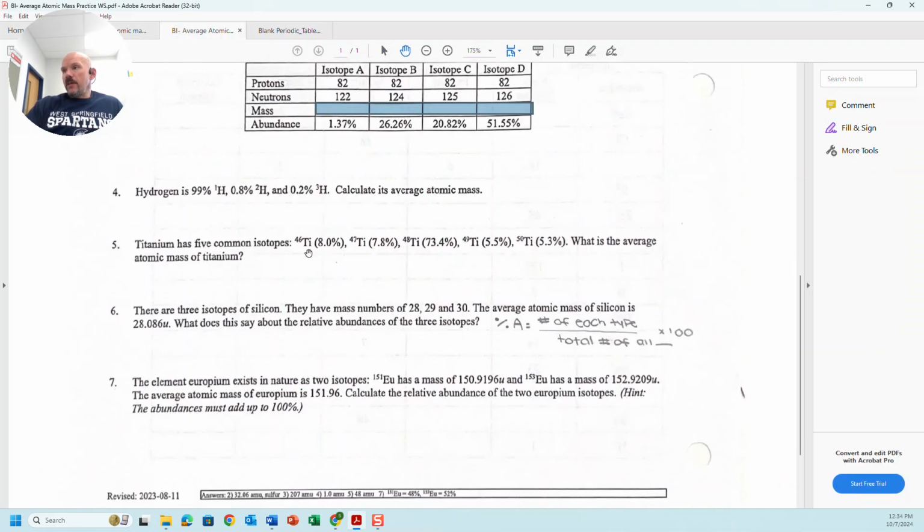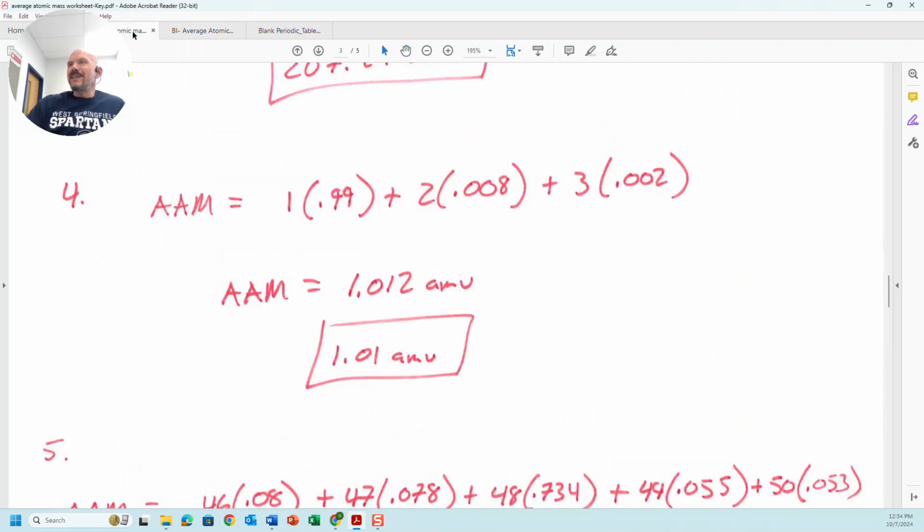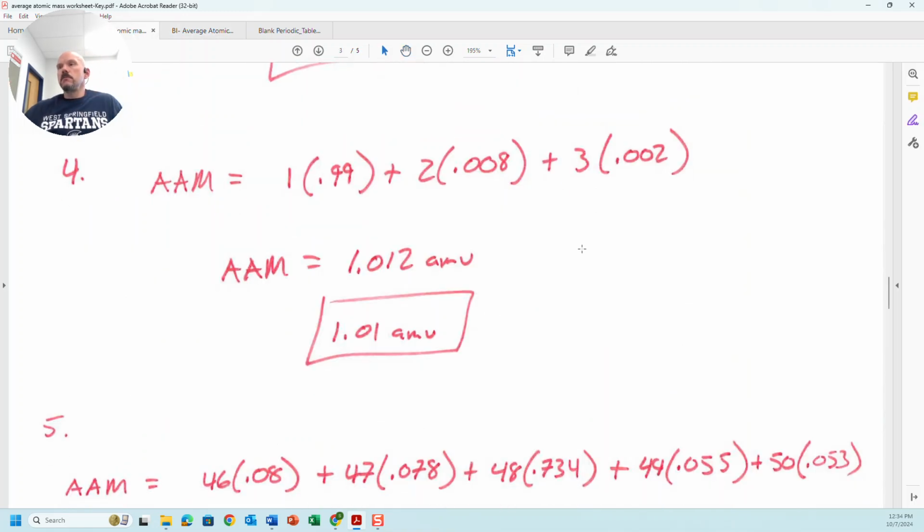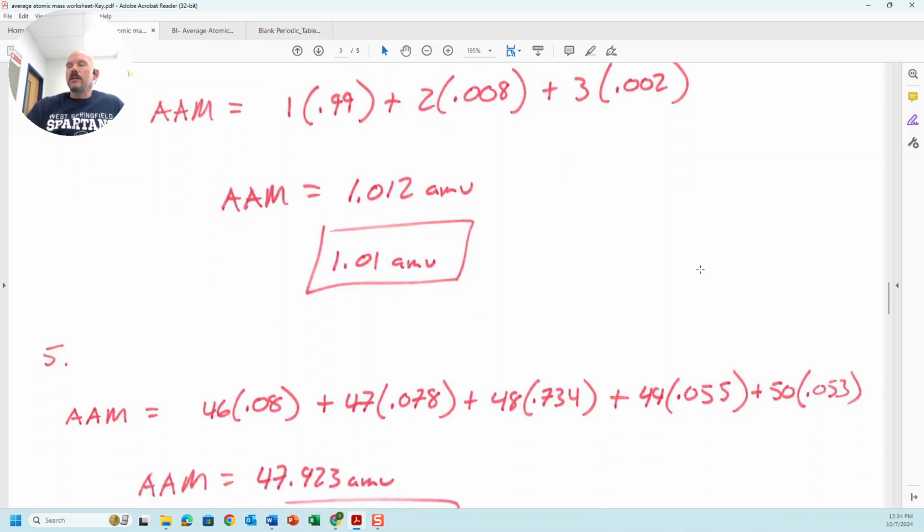So here we're doing the same thing. So we got titanium 46, 47, 48, 49, and 50. So the only annoying part about this is we got 5 isotopes. So we got to do this times that percent, that times that percent, that times that percent, that times that percent, and so on, and then add them all up. All right. So again, it's not that difficult once you know what you're doing. It's just basically plugging in.